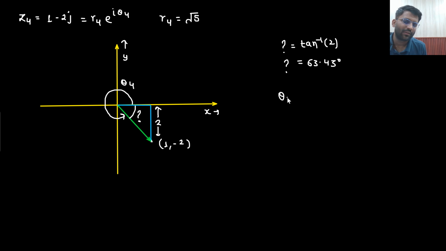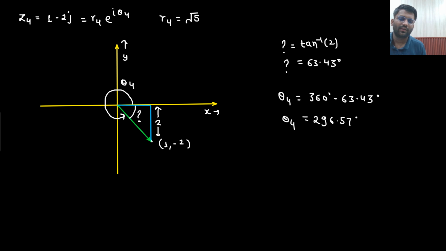What is theta 4? Theta 4 is nothing but 360 degree minus, out of 360 you need to subtract this 63.43 degree. Do you understand this point or not? From 360 you need to subtract tan inverse 2, which is 63.43 degree. So what answer are you getting? 296.57 degree. This is one of the possible answers of theta 4.